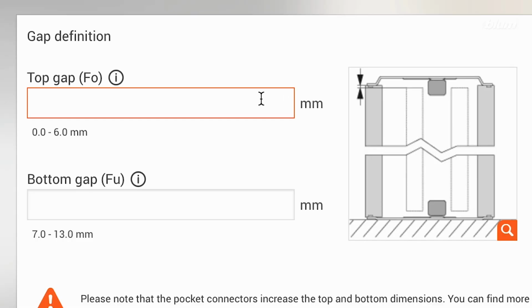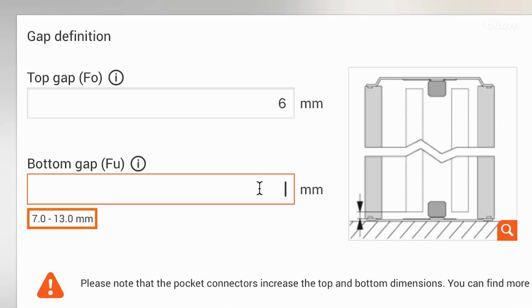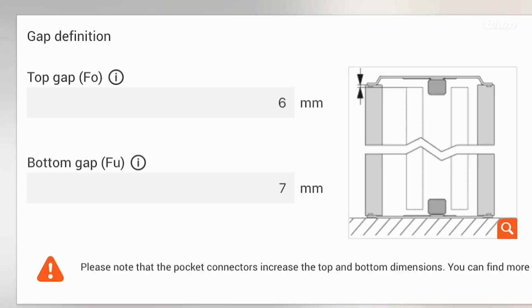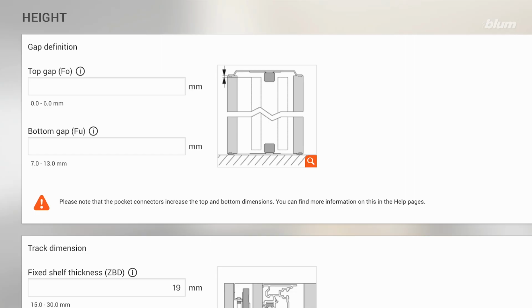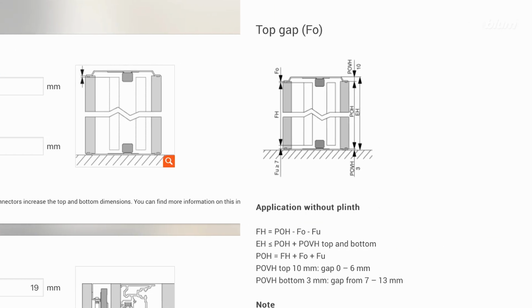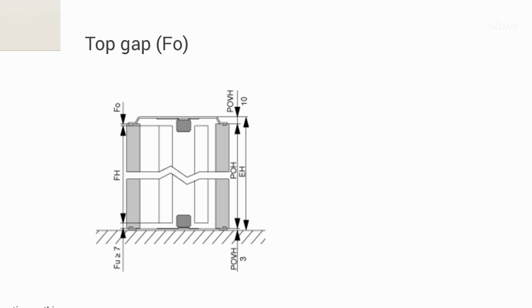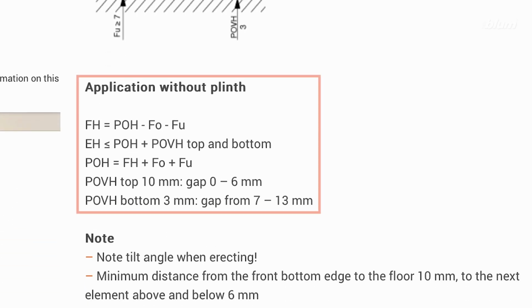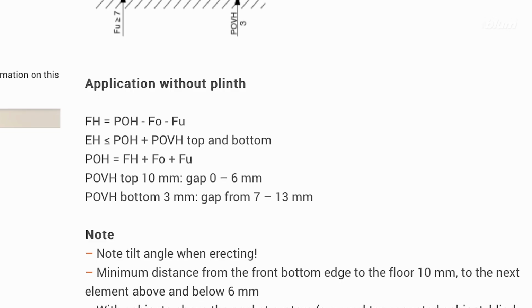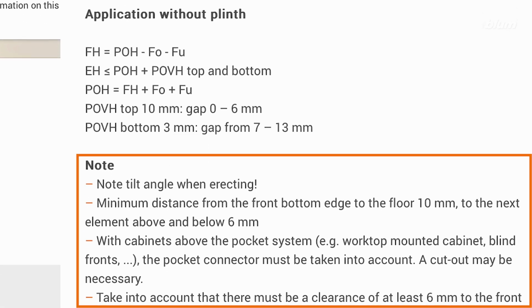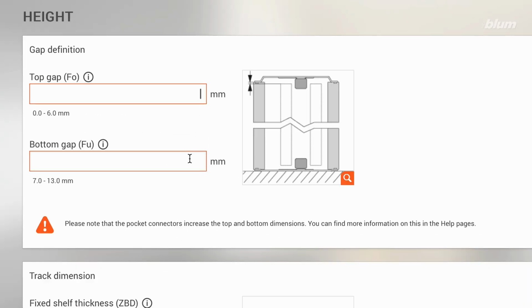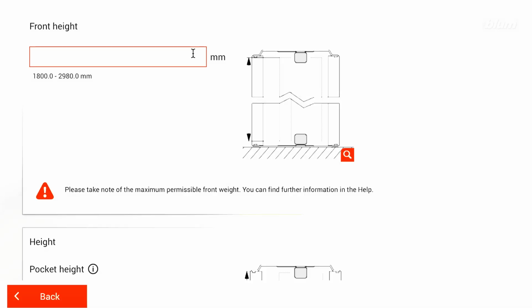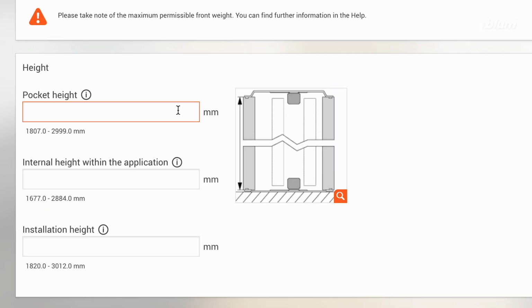Now we will enter our height dimensions. Once again, Product Configurator will tell you the range for these dimensions. If you want to know exactly what part of the application you're inputting, you can hit the information button and it will show you specifically what each field is referring to. It will also give you the mathematical solution for that application as well as notes to help you decide what to put in. Do this for the top and bottom reveal definition, track dimension, front height, and any other height dimensions that are left blank.